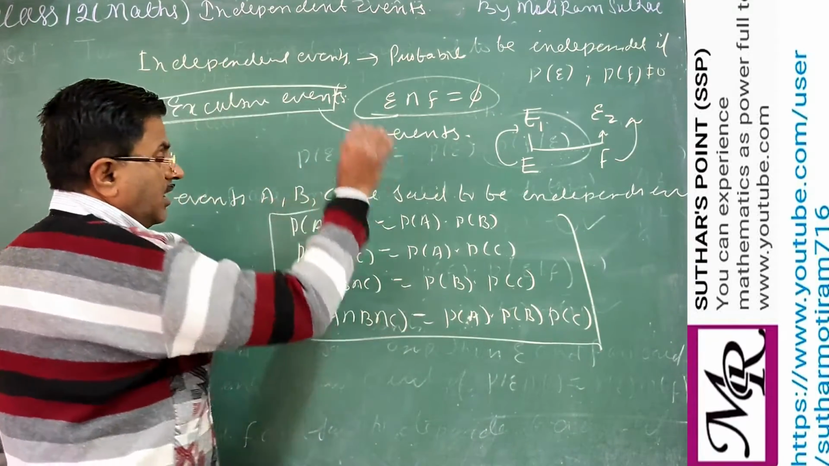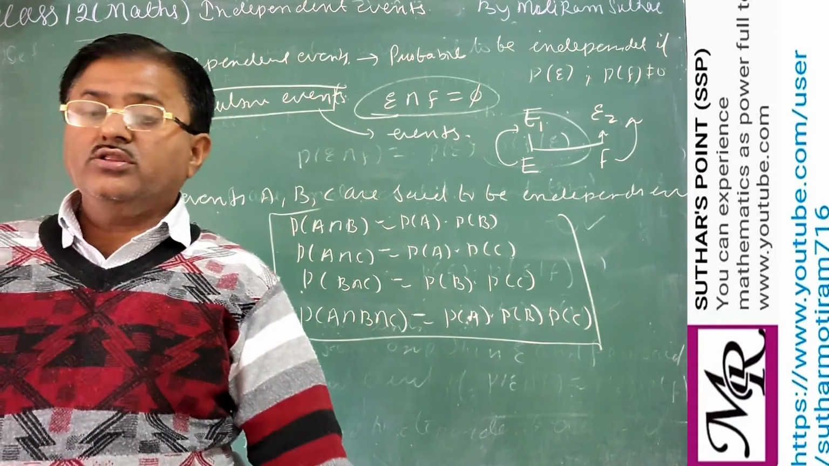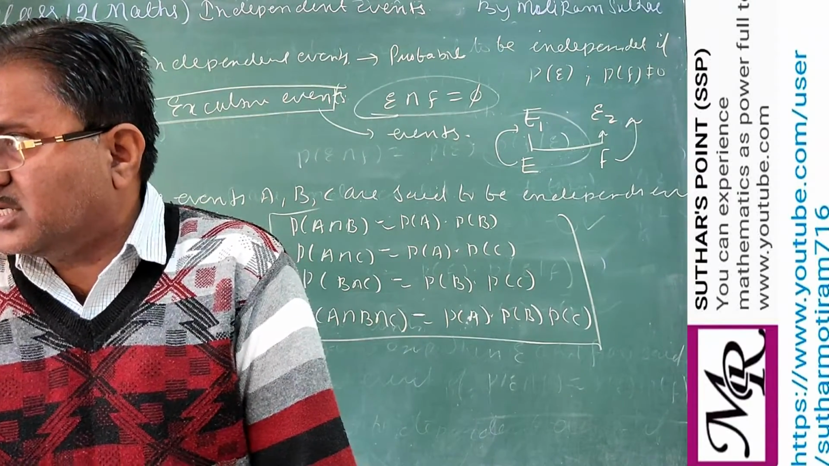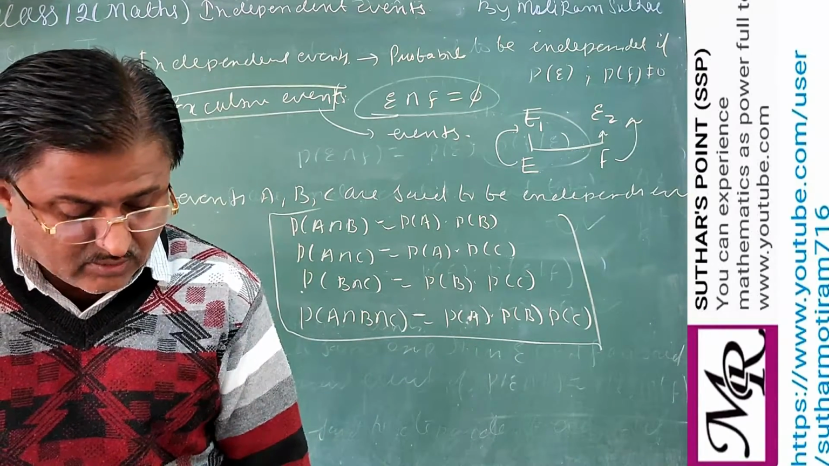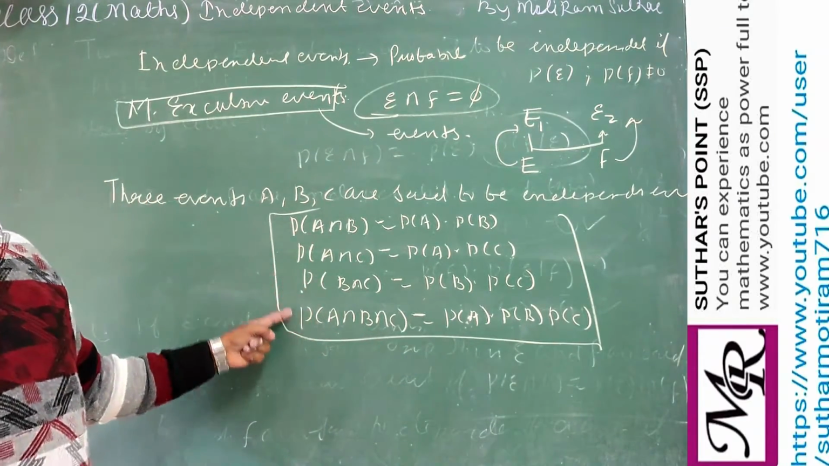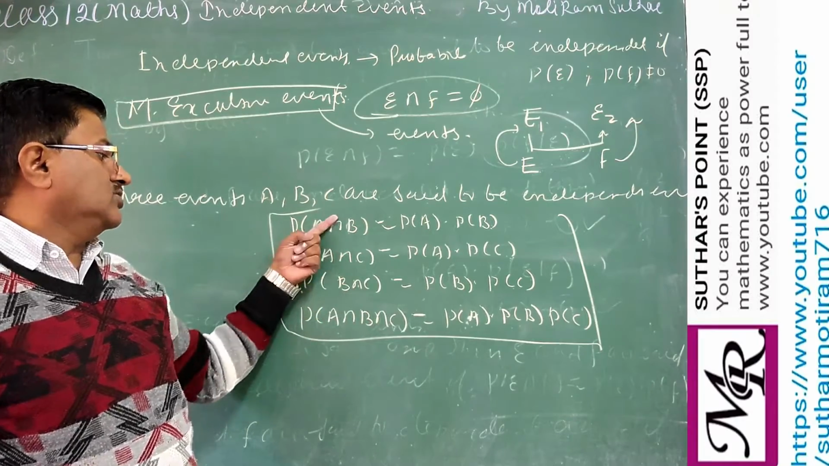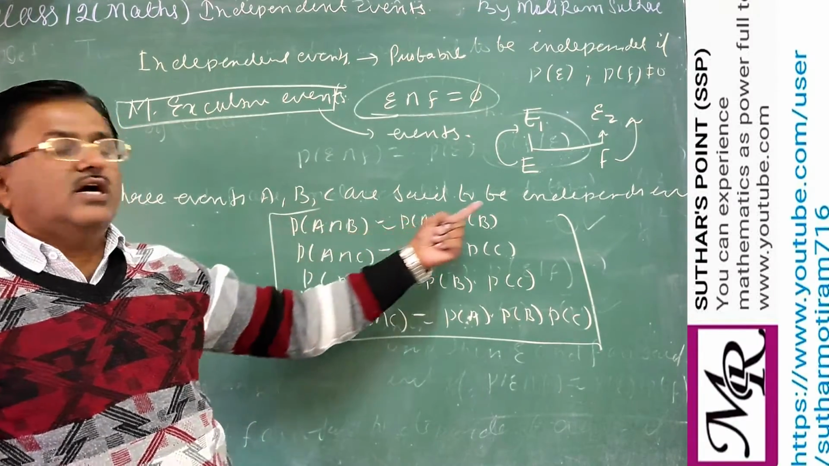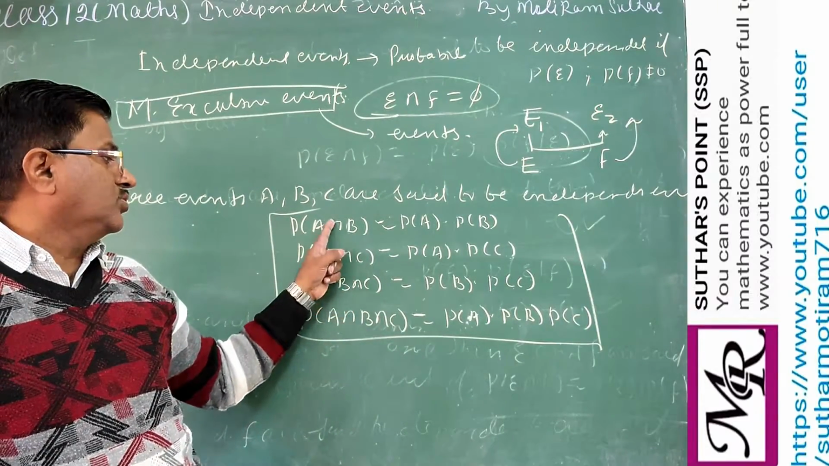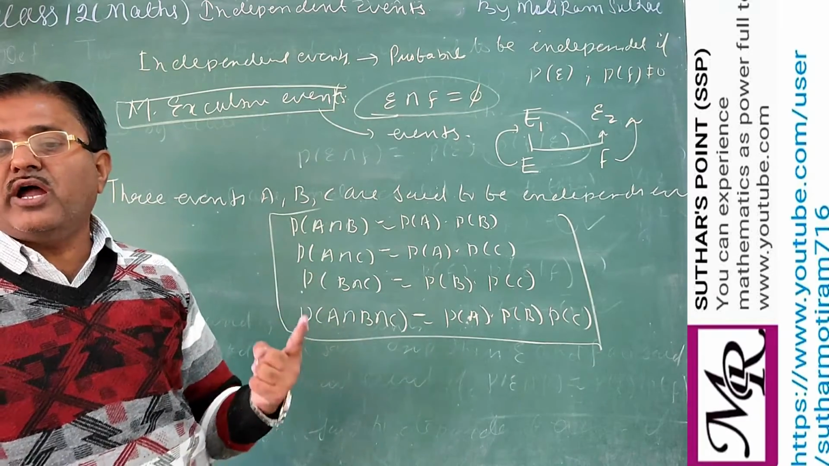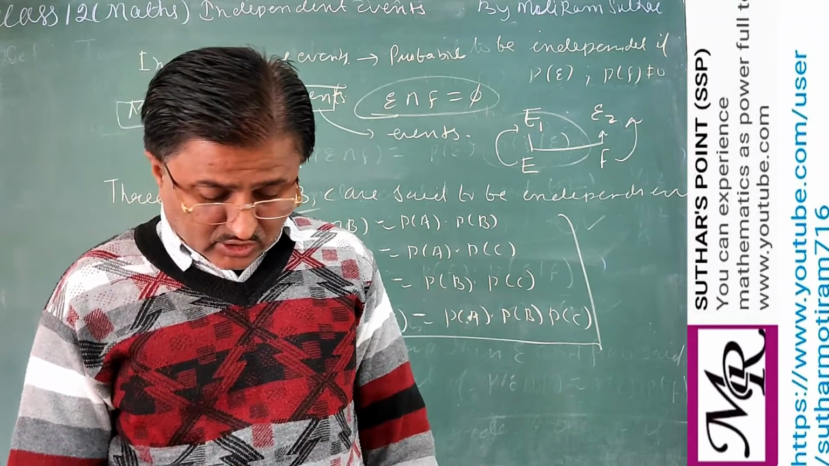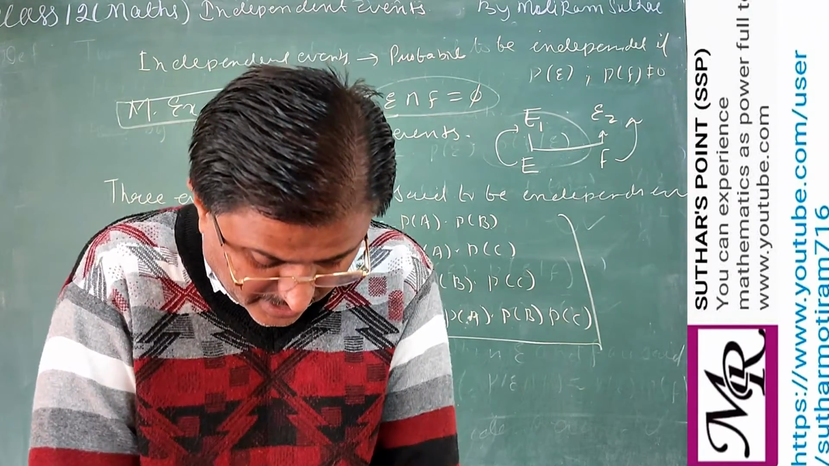So for three events to be independent, all these conditions should be satisfied. If all of them are satisfied, the given events are independent. If at least one of them is not true, the events are called dependent. So all four conditions must be satisfied for three events to be independent. This is all for independent and dependent events.